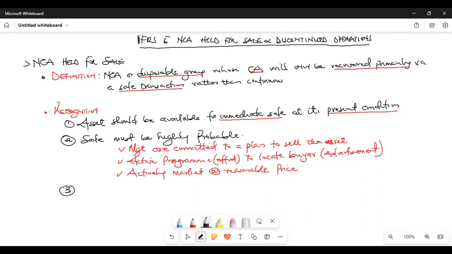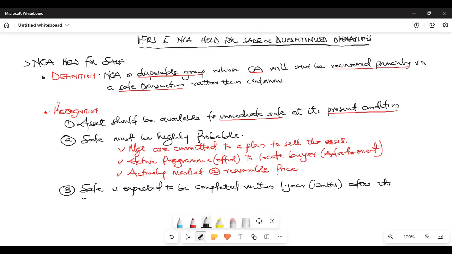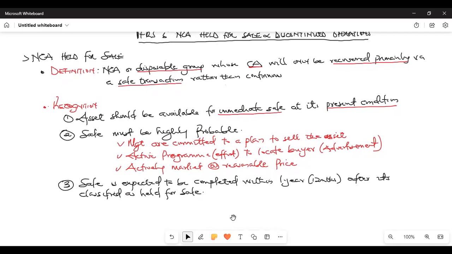Then number 3, in terms of the recognition criteria, what you should know is that the sale is expected to be completed within 1 year. Expected to be completed within 1 year. The asset is classified held for sale within 1 year, i.e. 12 months after you have classified the asset. So when you classify the asset as held for sale, the sale of the asset must happen within 1 year.